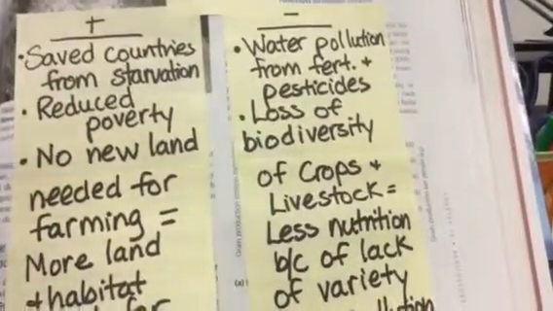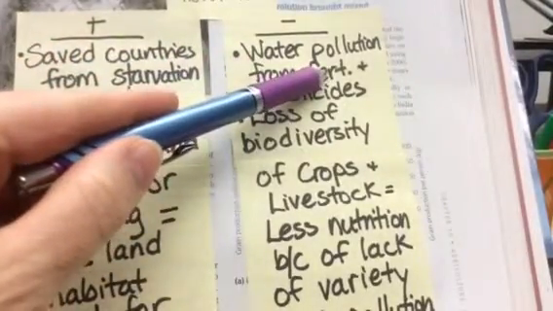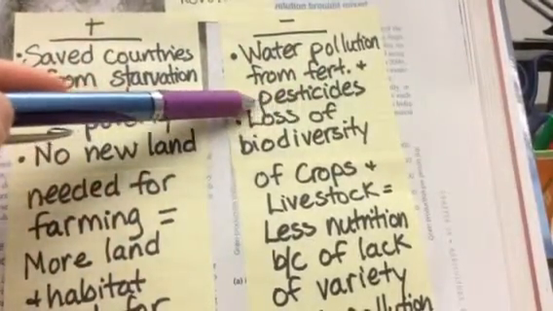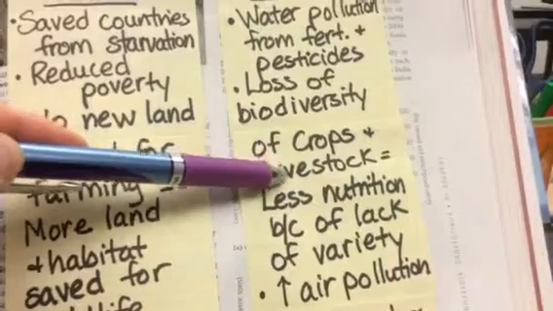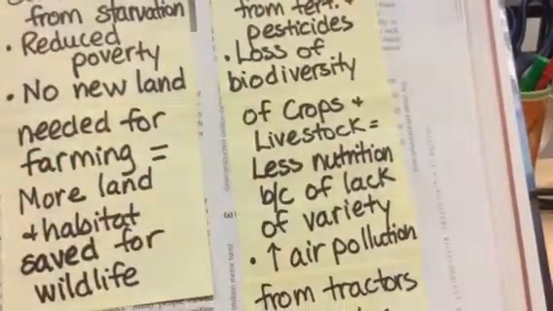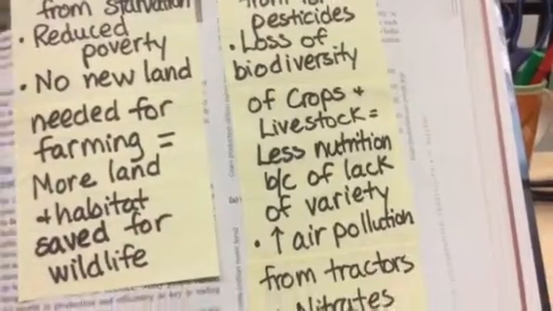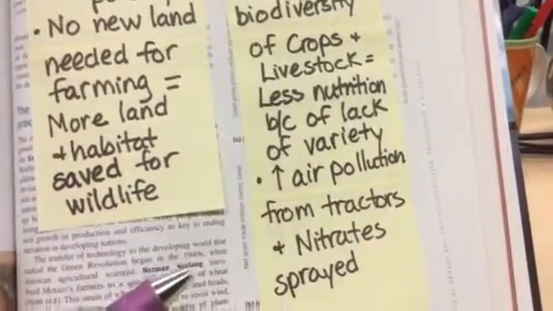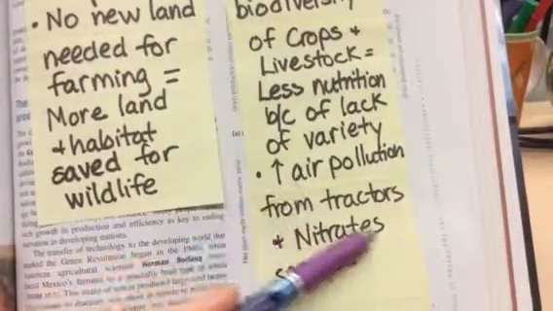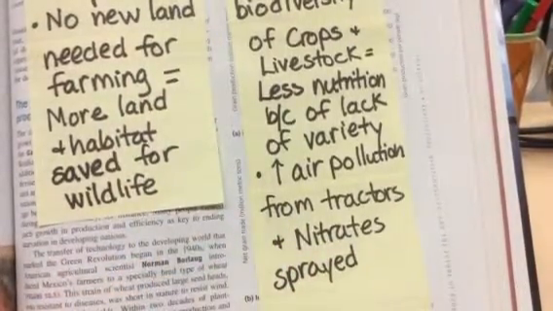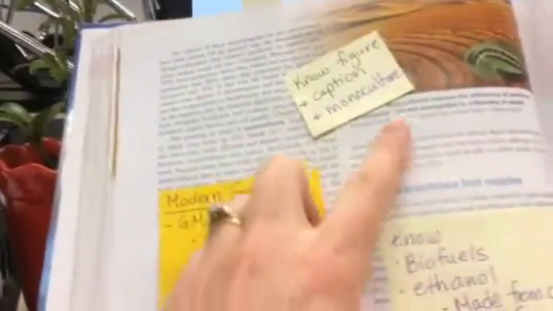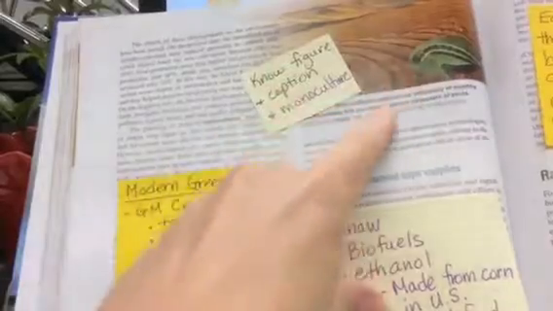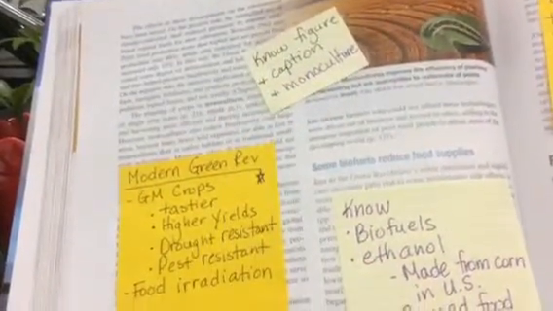Some negatives: we have water pollution from fertilizers that cause eutrophication and from pesticides too, which can cause cancer. Loss of biodiversity in your crops and livestock, which means less nutrition because of the lack of variety in our crops and livestock. We have increased air pollution from tractors and then from the nitrates that are sprayed, which is your fertilizer. So AP tests on FRQs often ask you about positives and negatives, so make sure you know both. Know this figure and caption about monoculture here, and monocultures are more susceptible to pests.